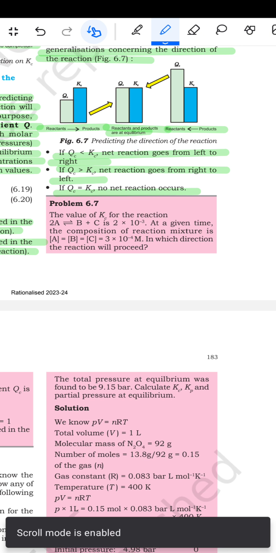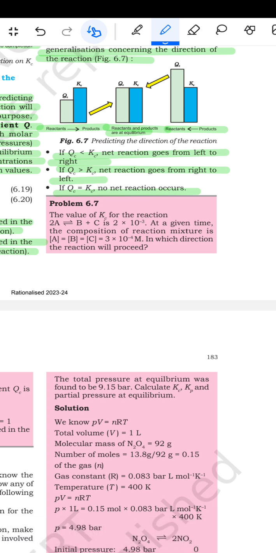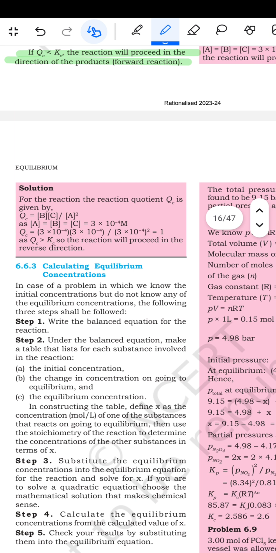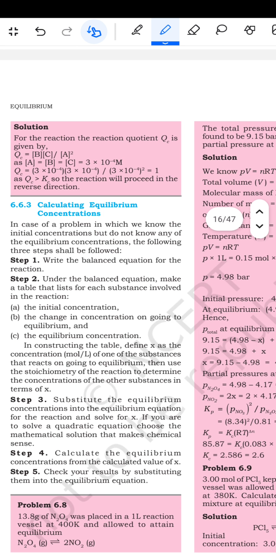नो नेट रिएक्शन ऑकर्स. Therefore, the value of Kc for the reaction 2B + C2 is 10 to the power minus 3 at a given time. The composition of the reaction mixture A, B, C equal 3 गुना 10 के पावर माइनस 4 मोलर. तो इन व्हिच डायरेक्शन द रिएक्शन विल प्रोसीड. तो Qc निकालेंगे [B][C] स्क्वायर over [A][B][C], इक्वल है तो 3 गुना 10 के पावर माइनस 4 यानी कि 1 आ रहा है. तो Qc बड़ा है Kc से, इसका मतलब कि रिएक्शन जो जाएगा वो जाएगा रिवर्स डायरेक्शन में.